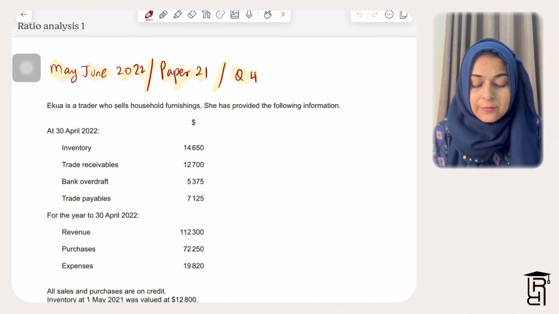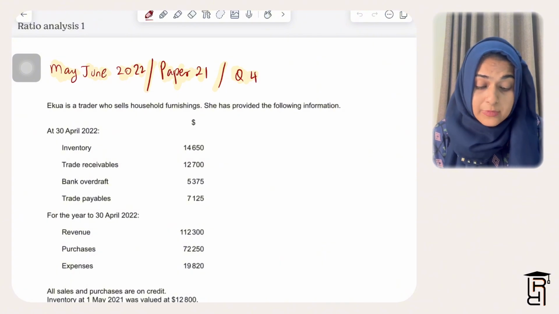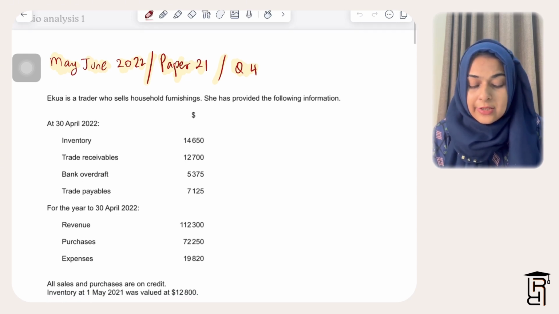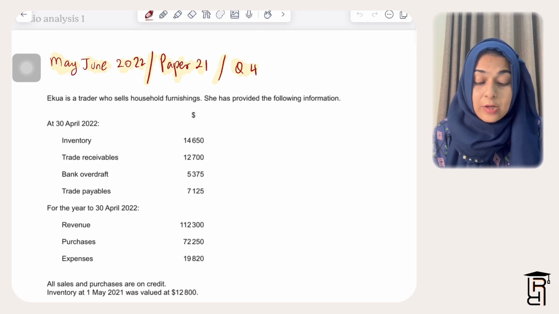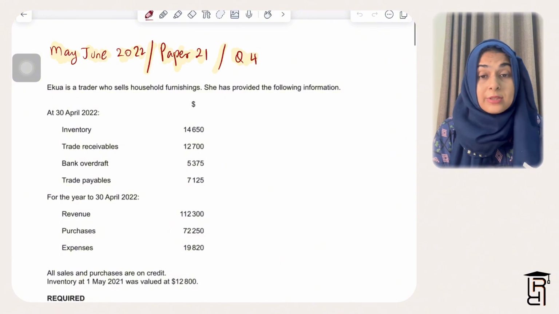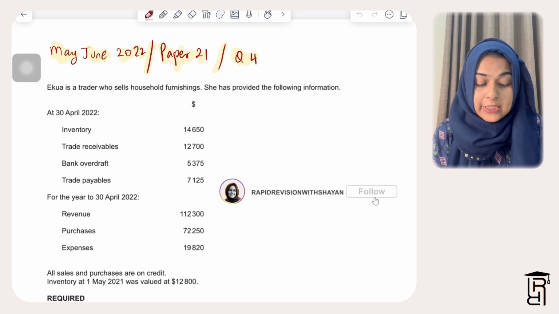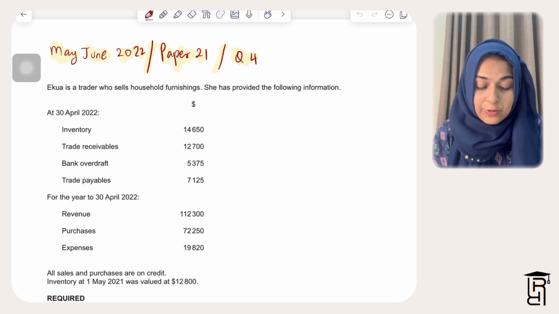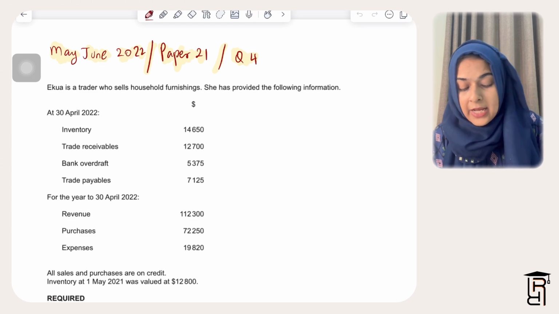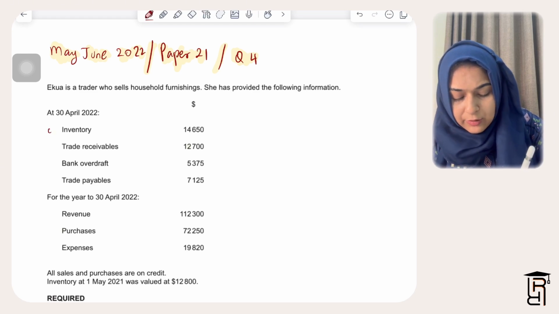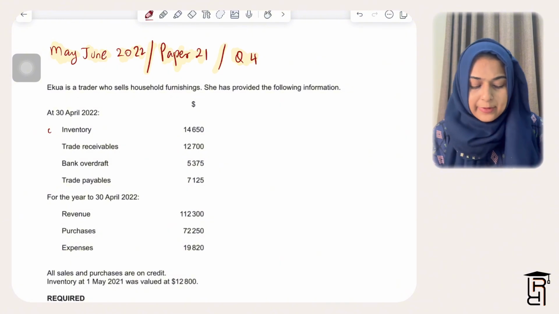Here the question is from May June 2022, paper 21, that is paper 2 variant 1. It is also question number 4. The question says Equa is a trader who sells household furnishings. She has provided the following information. They've given you closing values. Number 1 is your closing inventory, that is 14,650. They've given you trade receivables, bank overdraft, and trade payables. So the first two are your current assets, inventory and trade receivables. Bank overdraft and trade payables are your current liabilities.